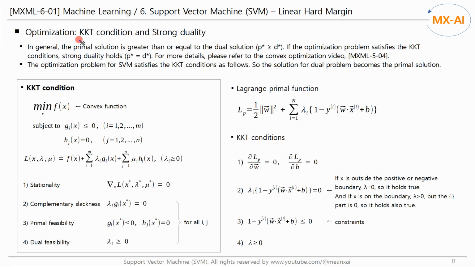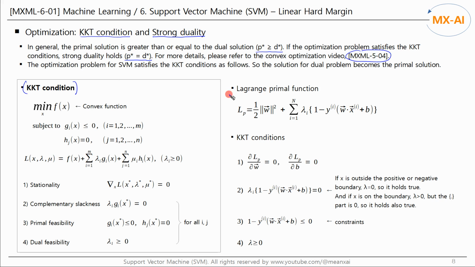Next, let's check whether the lambda obtained from the dual function is the same as that from the primal function. This is called strong duality, and we just need to check whether this problem satisfies all KKT conditions. In general, the primal solution is greater than or equal to the dual solution. But if all KKT conditions are satisfied, the two solutions are equal. KKT conditions are as follows. For more information on this, please see this video on convex optimization.